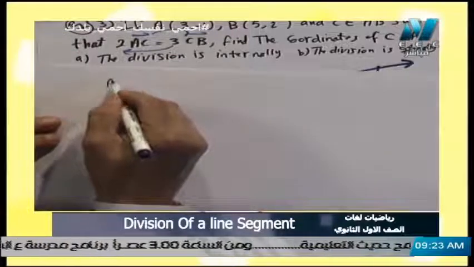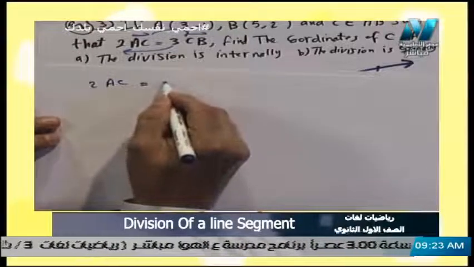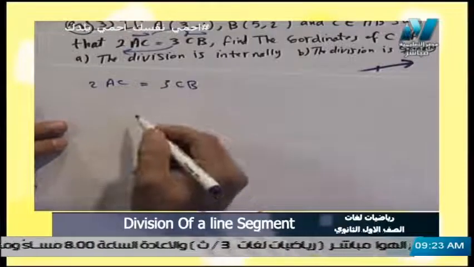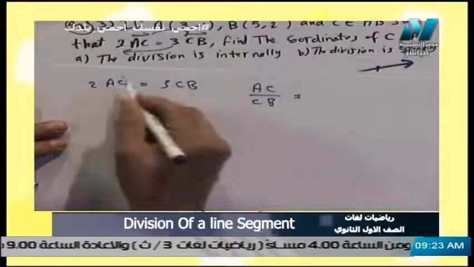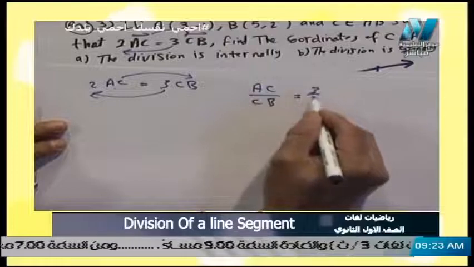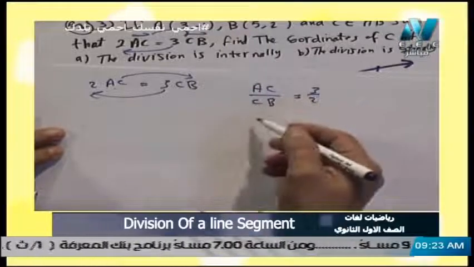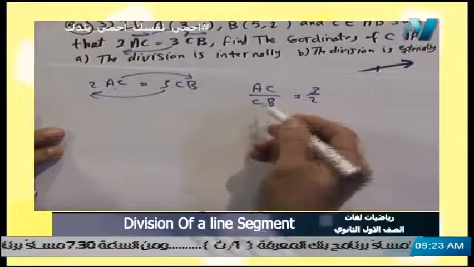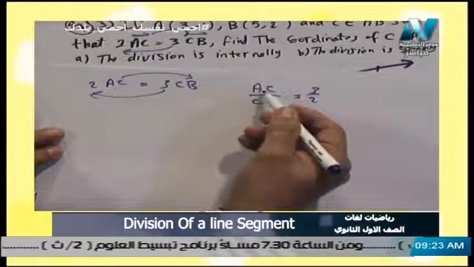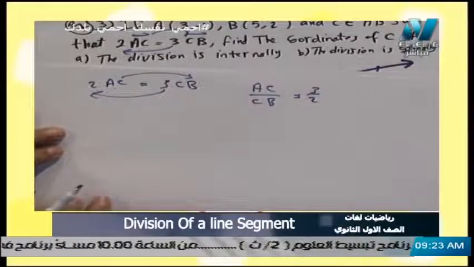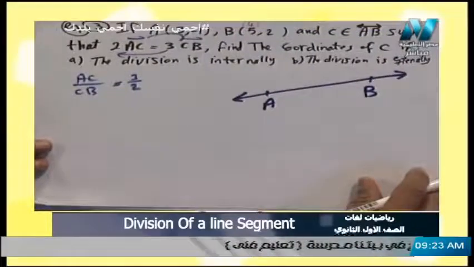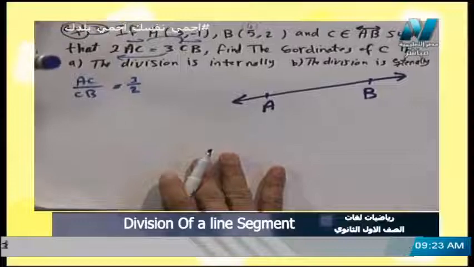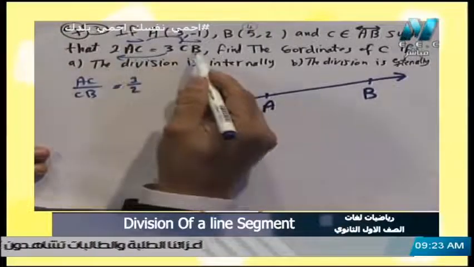Now, concentrate with me. If we have 2AC equals 3CB, we say that AC over CB equals 3 over 2. Why? Because if we do cross multiplication, 3 times CB equals 3CB, and 2 times AC equals 2AC. So we divide it as this figure. So we have AC over CB equals 3 over 2.